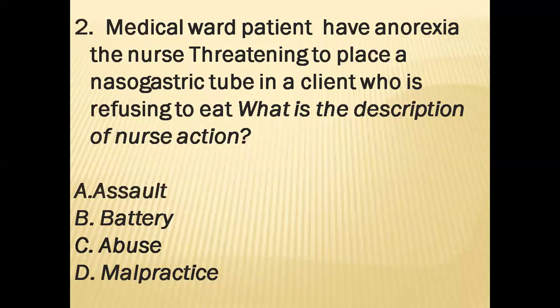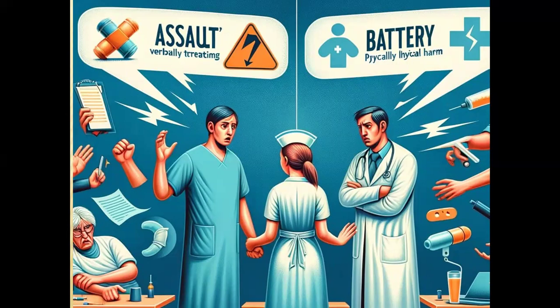So don't forget this one. These are the two main things in ethics. Assault means verbally threatening. Battery means physical harm. These are the two important things you have to remember.